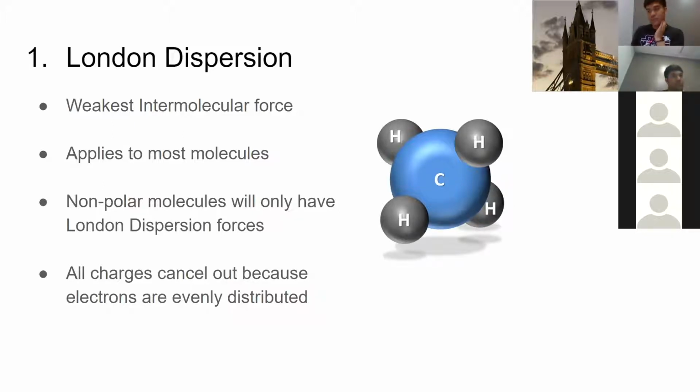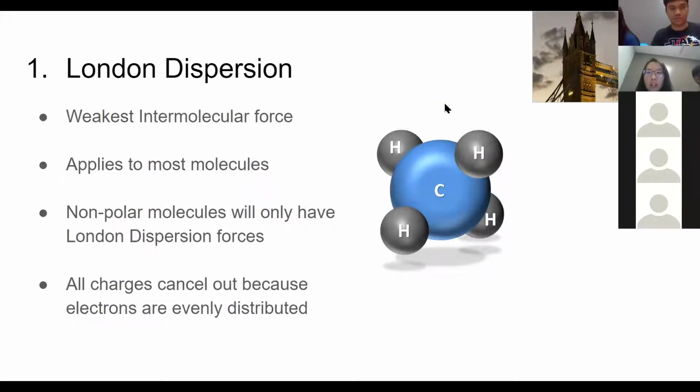So the first one is London dispersion. Well, it's one. So London dispersion. It's the weakest intermolecular force, meaning that all molecules will end up having it, aka it applies to most molecules.